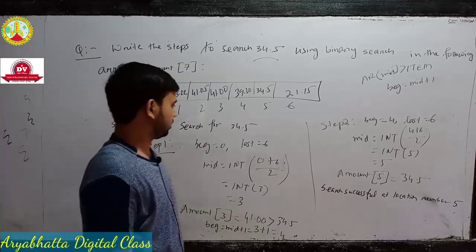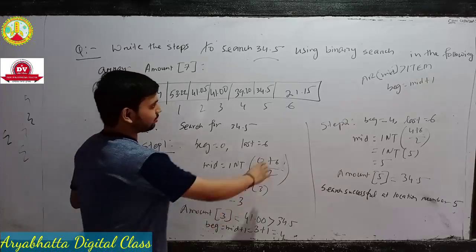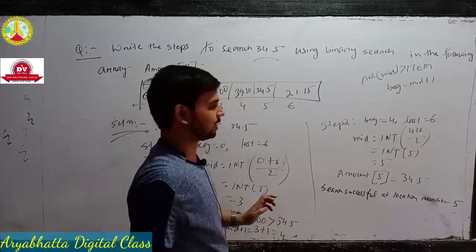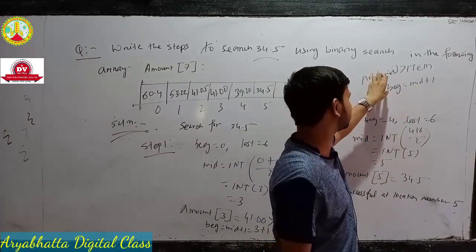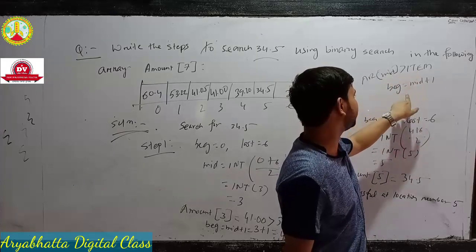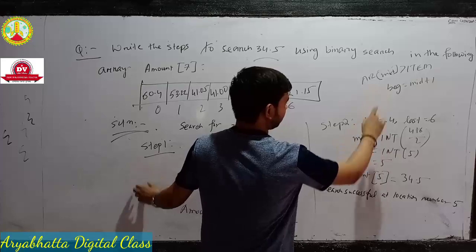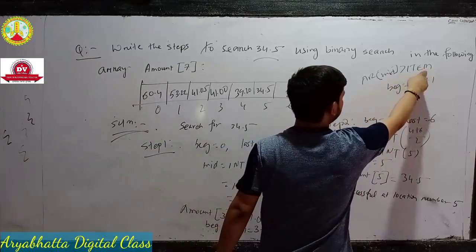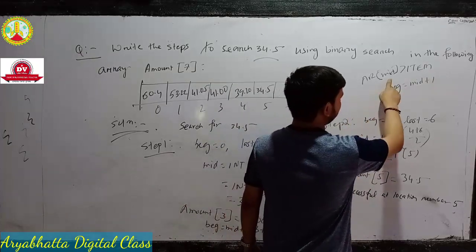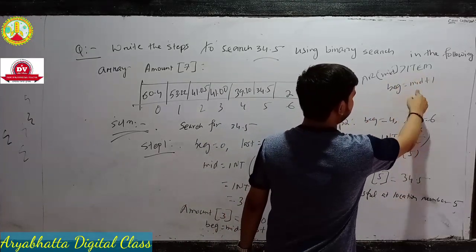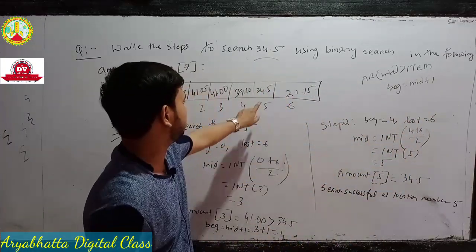Okay then students, again I tell you, in the previous one, in ascending order, if array mid is greater than item, last is equal to mid minus 1. But in this descending order, if array mid is greater than item, beginning is equal to mid plus 1, because this is descending order, that's why beginning will change. Beginning 4, last 6, and directly we find the value at location number 5.